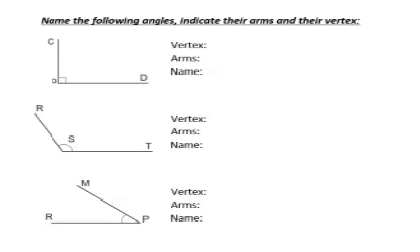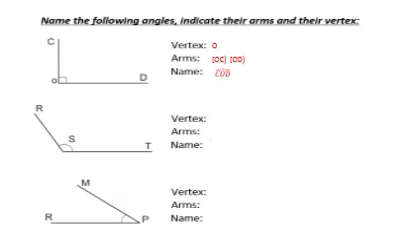In this question, I have to name the angles and indicate their arms and their vertex. For the first one, the vertex is O. The arms are OC and OD, and the name of the angle is COD. Don't forget that you have to put the vertex in the middle with a hat above.